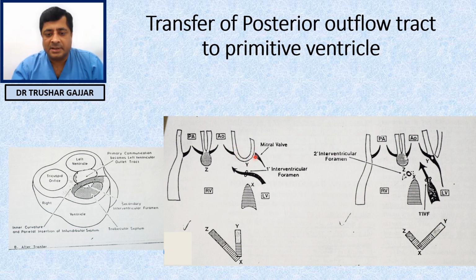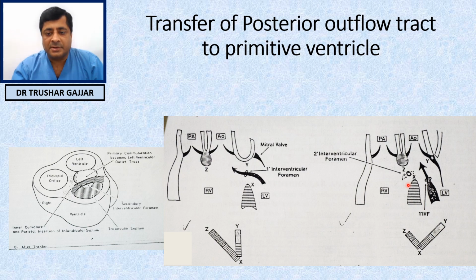The moment the inner curvature regresses, the aortic valve and mitral valve will come together like this, and the left ventricular cavity through the bulboventricular foramen will be in communication with the posterior outflow tract, that is the aorta. So with this regression, this primary interventricular foramen or the bulboventricular foramen will form the outflow tract. At the same time, another opening develops, that is called the secondary interventricular foramen.